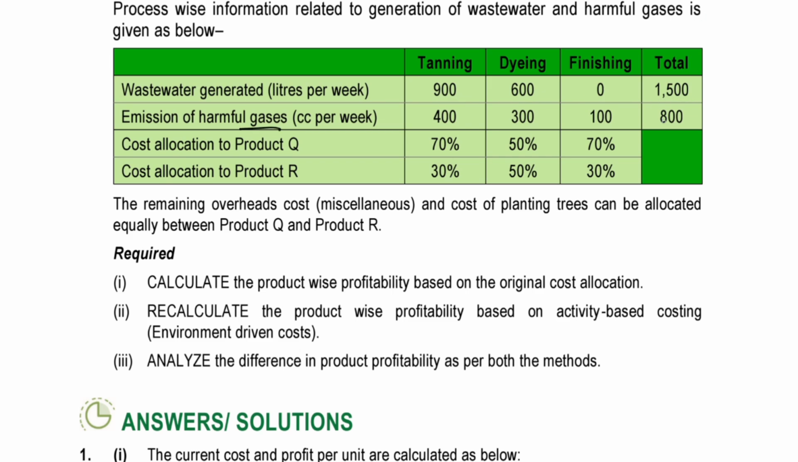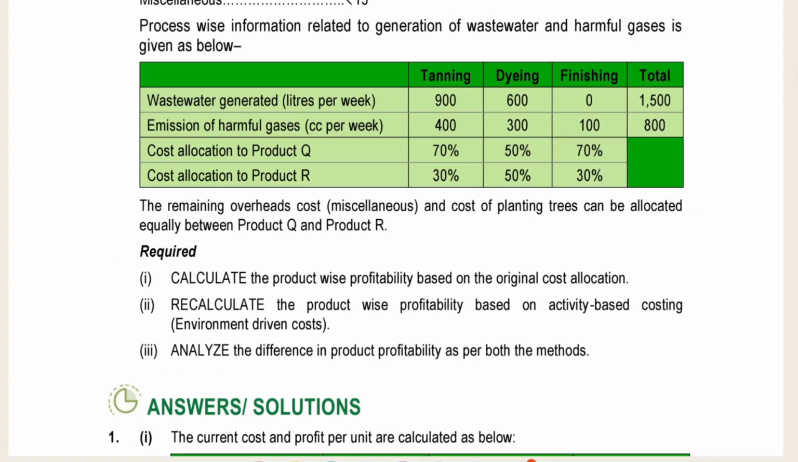And then harmful gases also, total 800 they are releasing into the air. Out of that, 400 belongs to the tanning process, 300 to the dyeing process, 100 to the finishing process. Out of this wastewater generated, 70% is for product Q, 30% is for product R. Same like that, they have given the ratio. Now we have to allocate the cost we found out based on this ratio. We can see the solution.